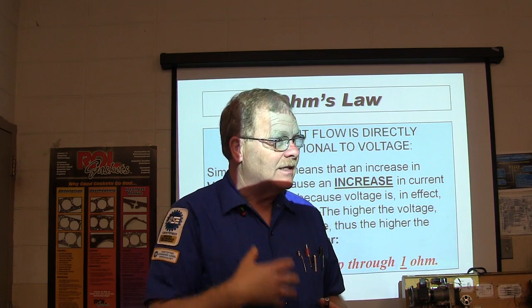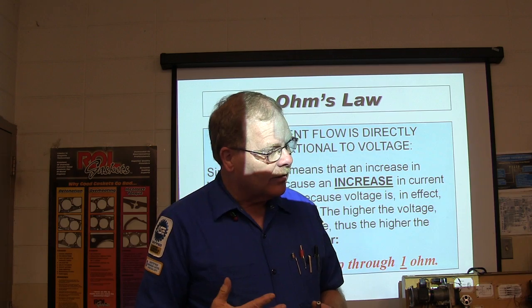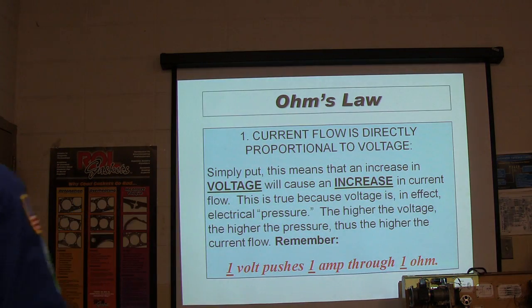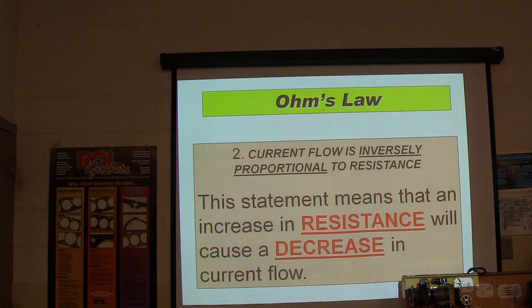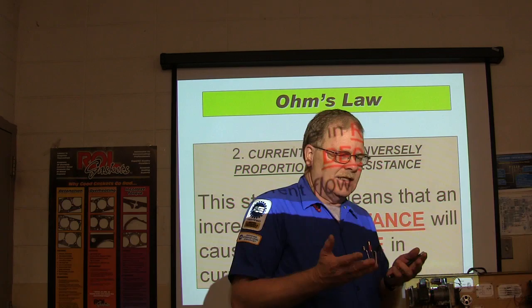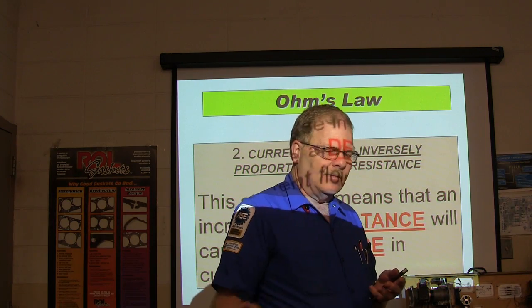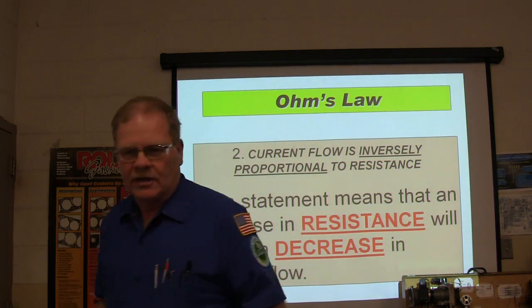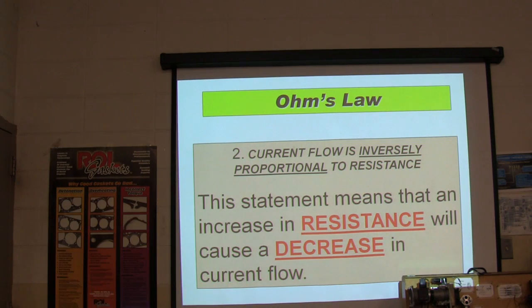More voltage means it requires less current to do the same work, okay? Got that? That's what we're talking about here. You may be seeing this stuff on your paper already. An increase in resistance will cause a decrease in current flow. If I put more resistance in a circuit, there's going to be less current flowing through the circuit because of the resistance. So the resistance impedes current flow.